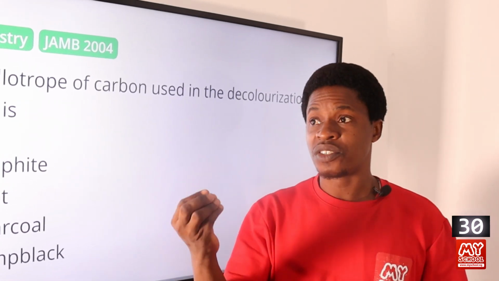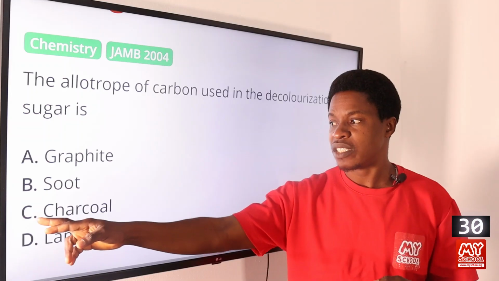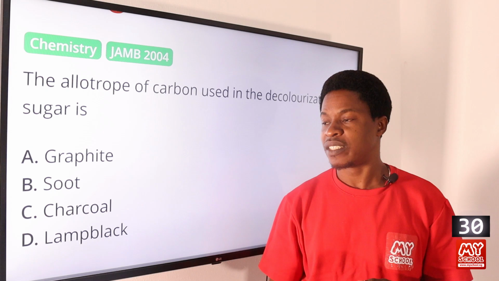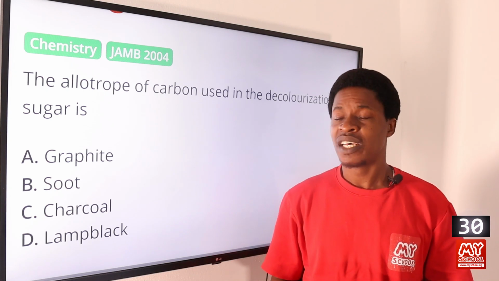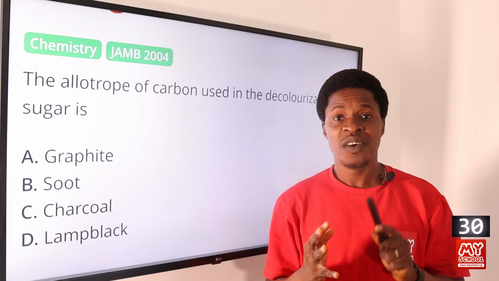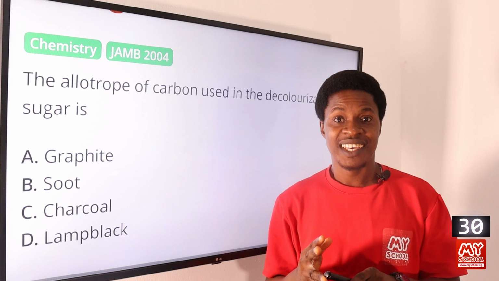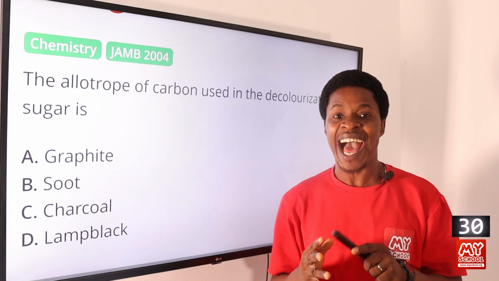Soot is just what you get when you burn your charcoal or your wood. Then you have those black substances like the ashes that settle to become like dust. That's the soot. So that's not an allotrope of carbon. C says charcoal. Charcoal, yes, can be an allotrope of carbon, because don't forget we have charcoal of different types. We have the animal charcoal, we have the wood charcoal. Yes, we have the activated charcoal.